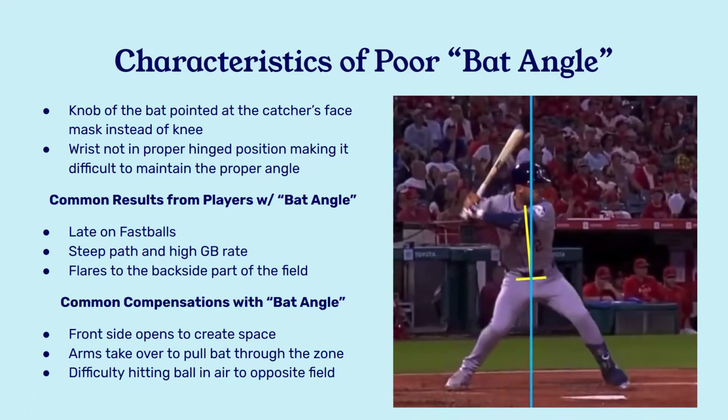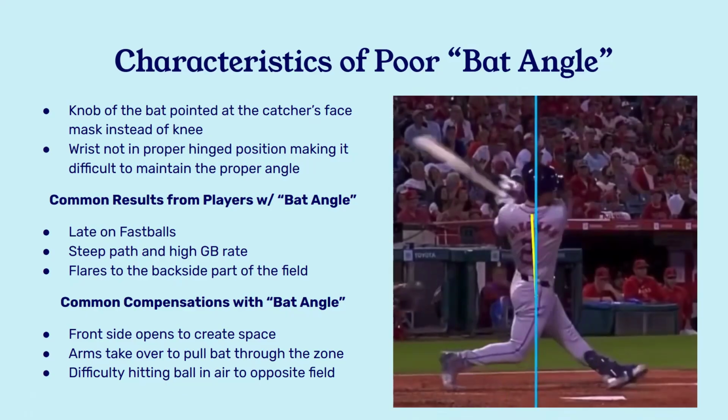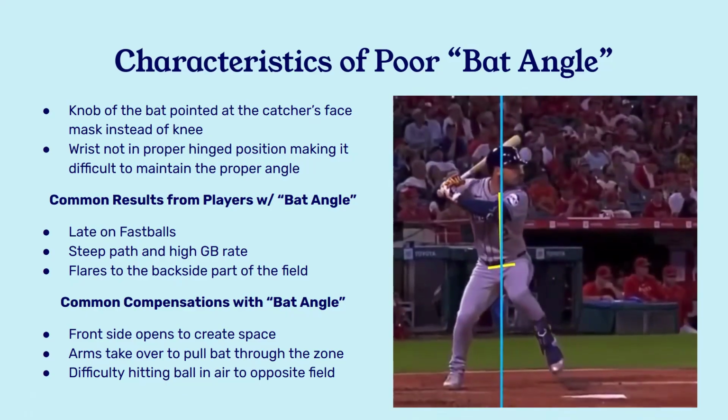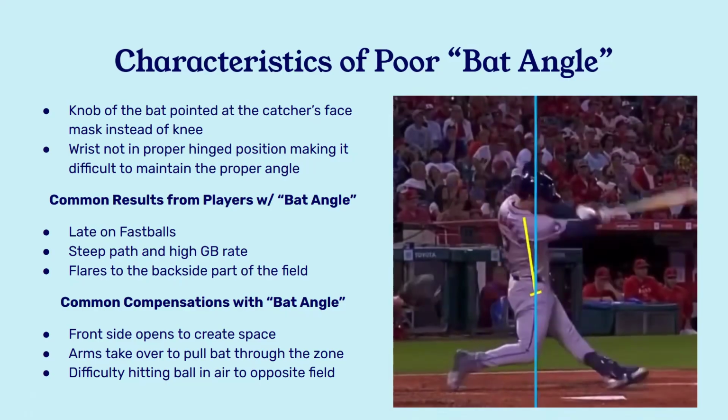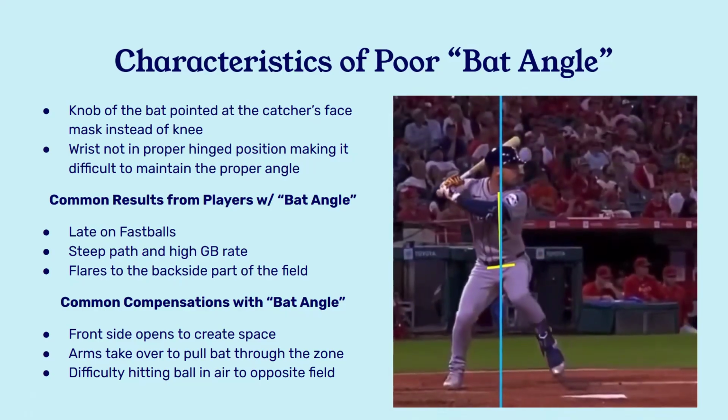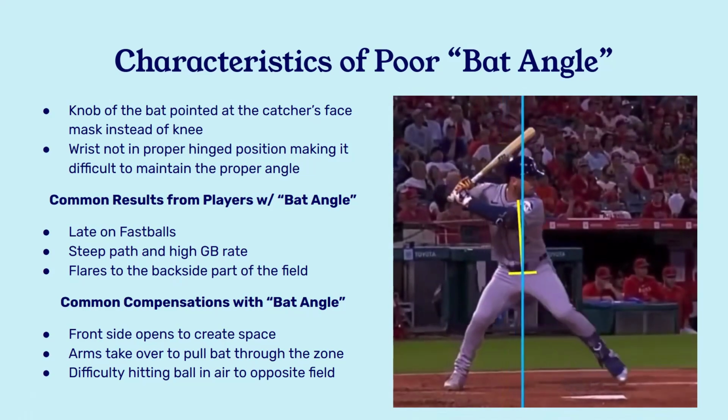The wrist not being in a proper hinge position is one of the main reasons we see guys have difficulties with their bat angle. The wrist wants to sit in a certain position that's natural, and when guys get out of that position, we tend to lose angles.